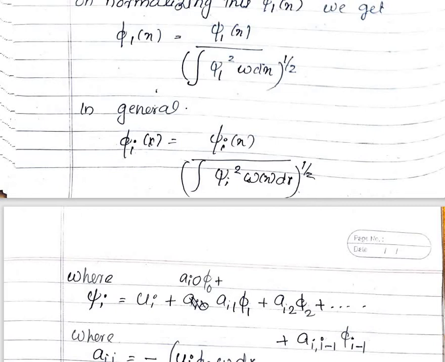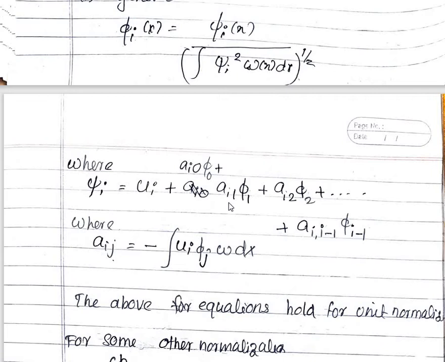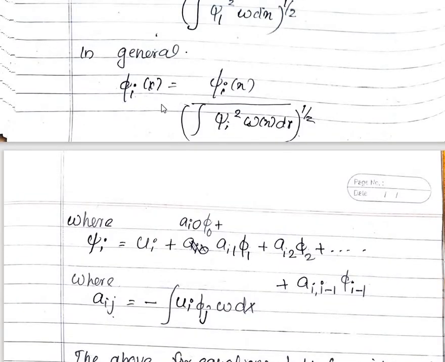Where we will get a i j as minus integral u i into phi j w dx. So from this we can find out psi i, and when we find psi i, we can find out phi i by this normalization condition. So this is about the Gram-Schmidt orthonormalization. We get a set of orthonormalized functions from linearly independent functions.